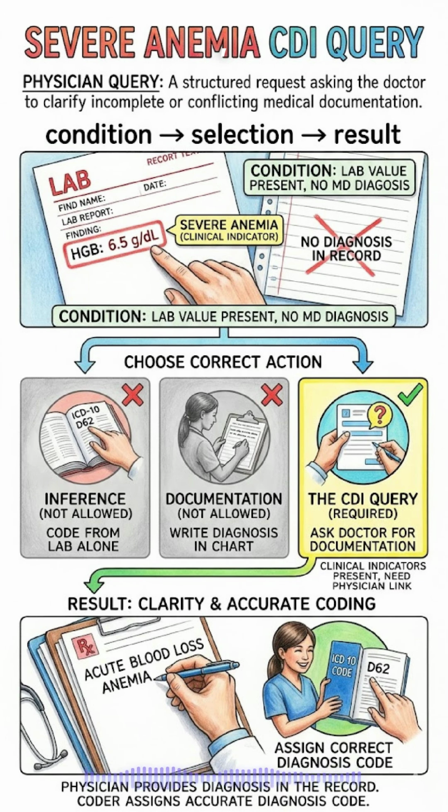23. What should you do if a lab report shows severe anemia but there is no diagnosis? You must send a clear query to the doctor, asking them to document the actual diagnosis. Medical coders cannot use lab results alone, because only the doctor can officially diagnose the patient.